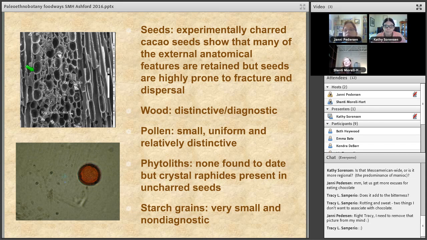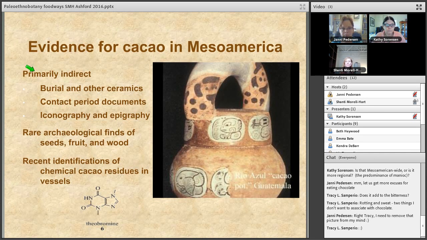I and other researchers have done a lot of experimental work to see if there's any kind of phytolith that might be recoverable from some portion of the plant. It seems like these structures called crystal rhaphides are present in uncharred seeds, but those do not preserve very well, unfortunately. And starch grains, cacao kernels, the seeds of the cacao, produce a lot of starch grains, but unfortunately they're really, really tiny and non-diagnostic. They look like the starch grains that perhaps 50 other plants would produce, identical to these. So not helpful for the paleoethnobotanist.